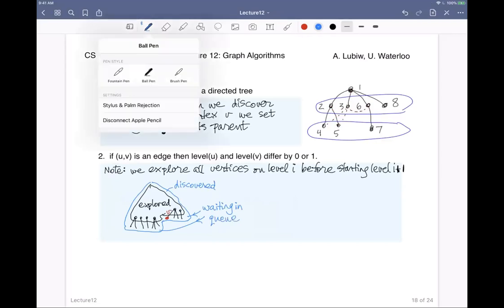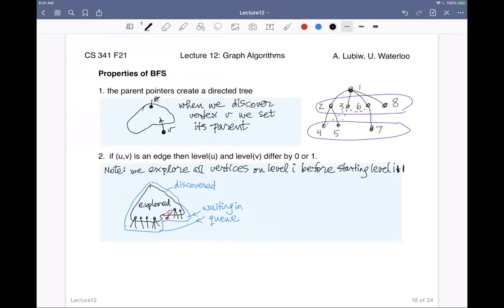Okay, so now let me come back to what we're trying to prove. If UV is an edge, I want to look at the levels of the two vertices. Suppose V is explored first before U. Remember, we are in an undirected graph here. So suppose V is explored before U. And I want to look in this picture at the situation when I explore from vertex V. I'm going to look at the various neighbors of vertex V. I might find that there is a neighbor here that is in my large pool of undiscovered vertices.